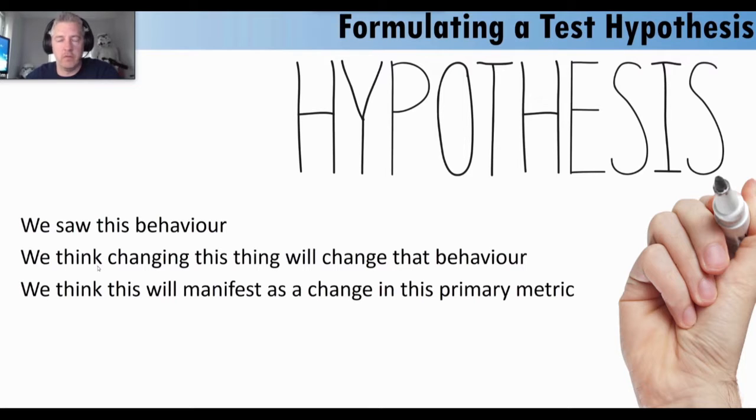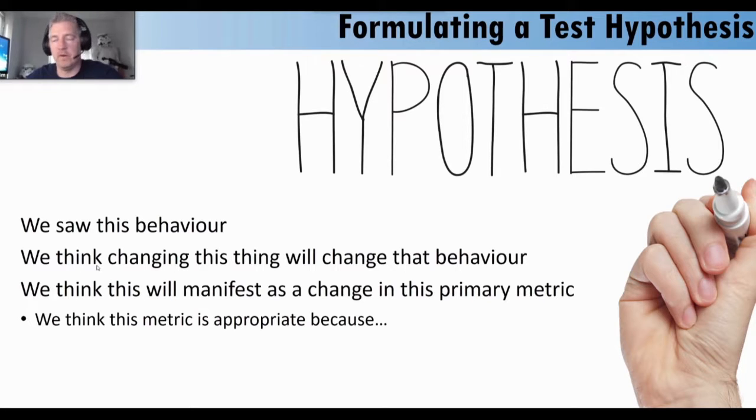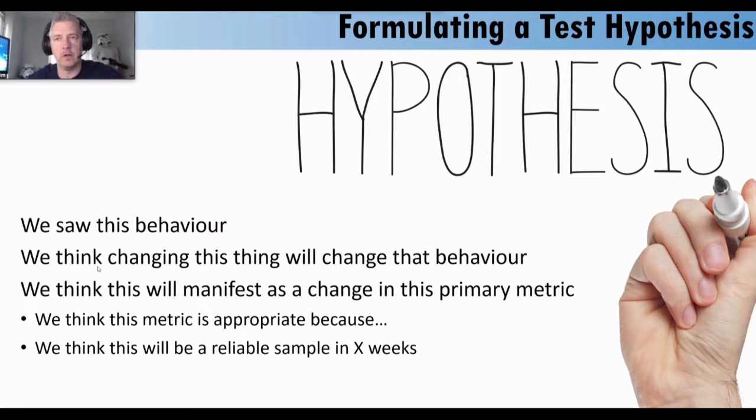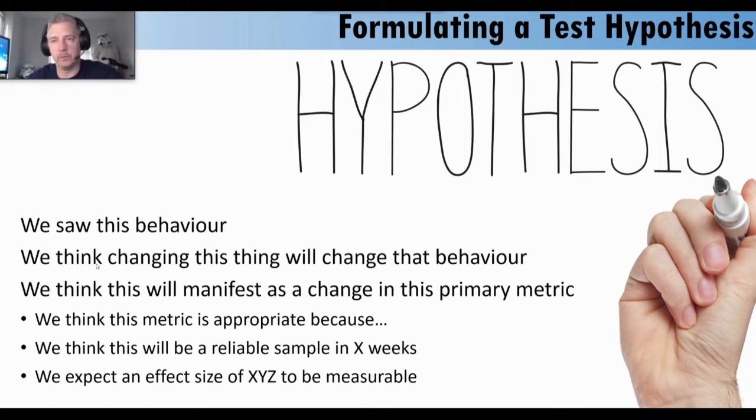It will be demonstrated from a change in user behavior from this primary metric, this thing we can measure, that is going to show that they have done something differently than they would have done otherwise. And we think this metric is appropriate. We have to justify why it's large enough and whether it's close enough to what we're actually changing. And we say, given our baseline, our understanding of those metrics, this will be reliable as a sample in terms of representing our audience properly within X weeks or X periods or sales cycles.